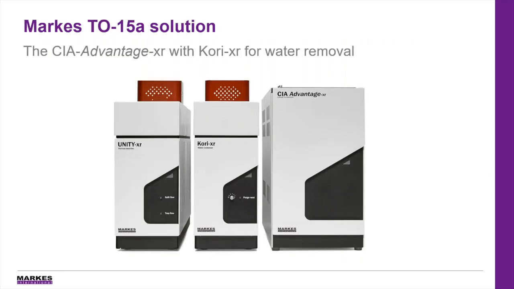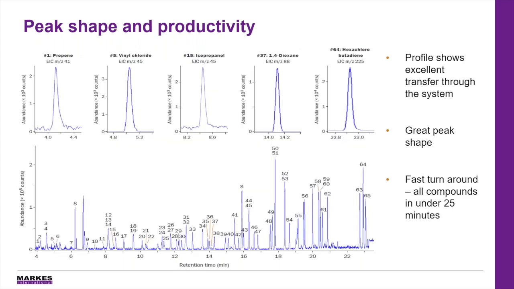Now the Markes TO15A solution is the CIA Advantage XR with Cori XR for water removal. And what this system gives you is excellent peak shape, excellent productivity. The profile here shows excellent transfer for the system. We've got really good transfer of those heavier compounds in the sample, which is important to look for. Great peak shape, even for the very light compounds like propene and vinyl chloride. And for oxygenated compounds like the isopropanol.